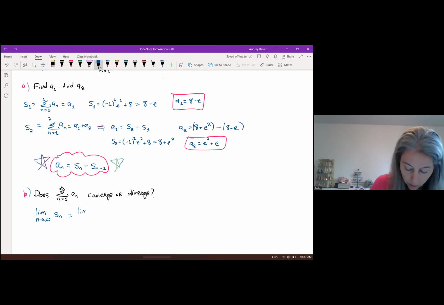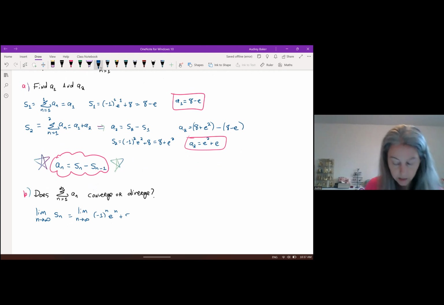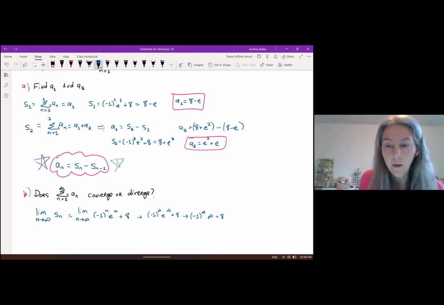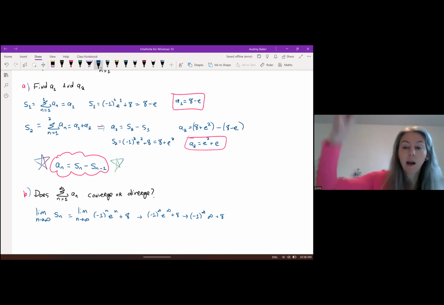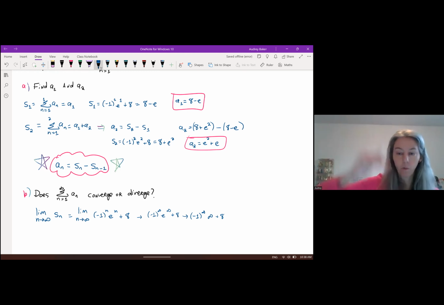So that's the limit as n goes to infinity of negative 1 to the n times e to the n plus 8. Well, this doesn't exist because we're going to have that e to the infinity. So that's infinity. This is like negative 1 to the infinity times infinity plus 8. That 8 just gets absorbed into the infinity. It doesn't matter. But that negative 1 to the infinity, if we are at an even number, it's positive, and if we are at an odd number, it's negative. So we have this oscillating thing happening, bouncing back and forth between positive and negative infinity.